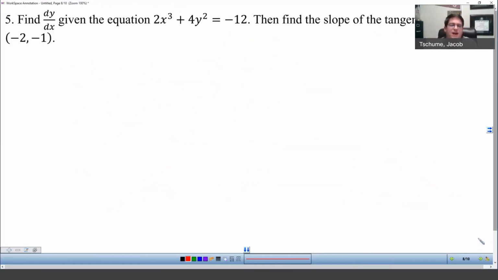All right, now that we've gotten down implicit differentiation, let's talk about how we can use this to do our tangent line problems that we did a lot of back in chapter 1. So we're going to do two of these together. Number 5 says, find dy/dx given the equation 2x cubed plus 4y squared equals negative 12. Then I only want you to find the slope of the tangent line at the point (-2, -1).